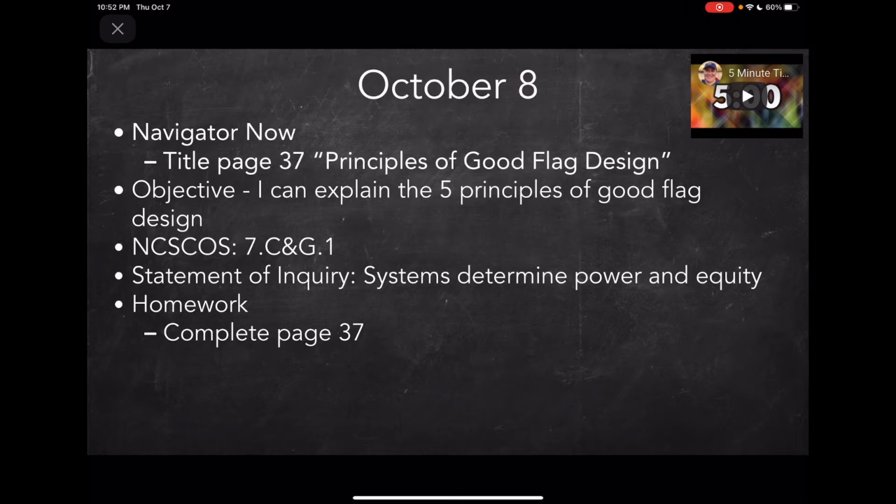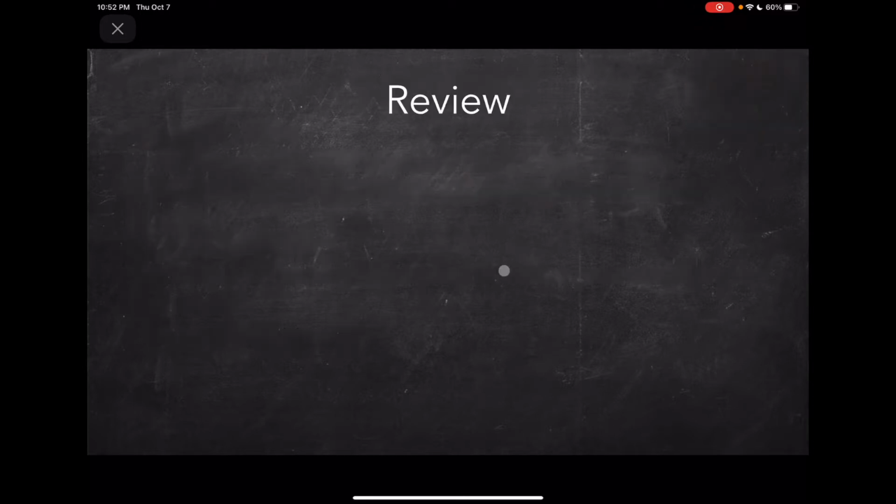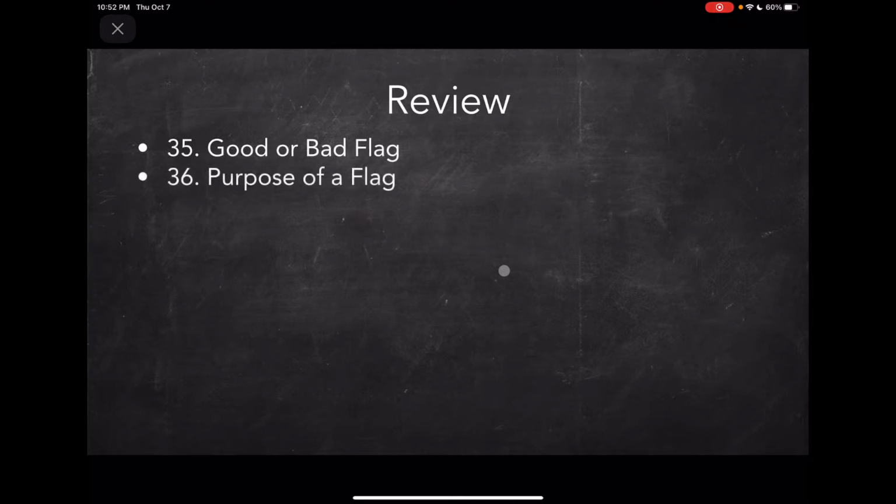So if I'm moving too fast, you can pause the video, but we're going to continue on here. Let's review what we did yesterday. We had page 35 and 36. 35 was good or bad flag. So we went through all these different flags, and you determined, just based on your own personal preference, whether a flag was good or bad. And you wrote that down, and then you explained why. Just super simple, all right?